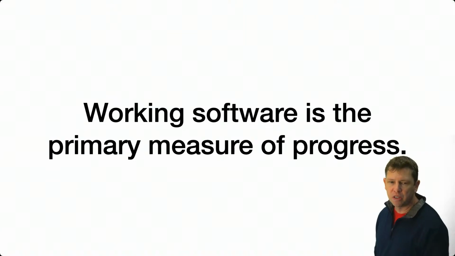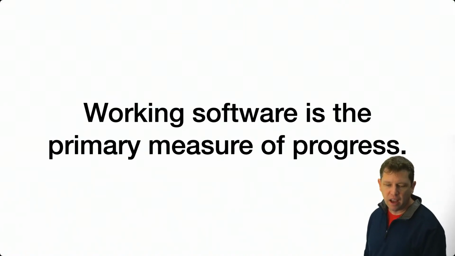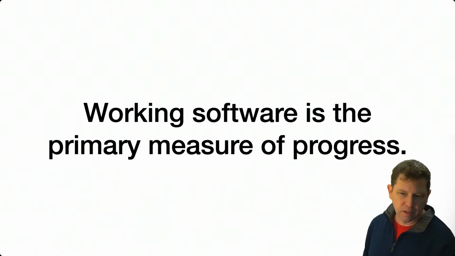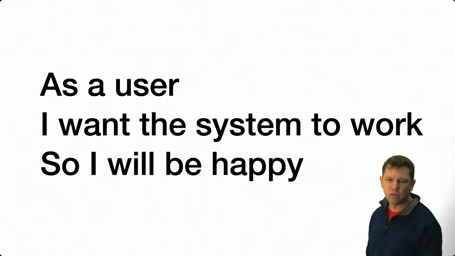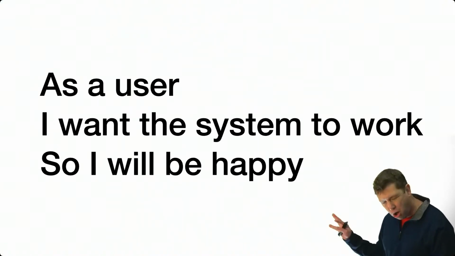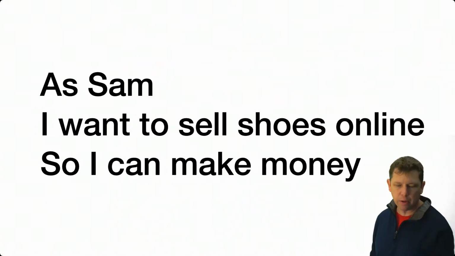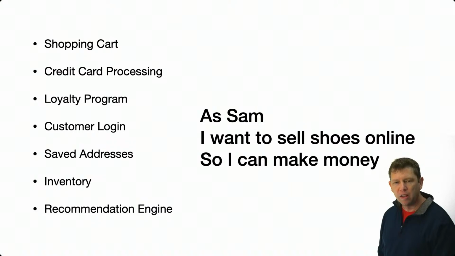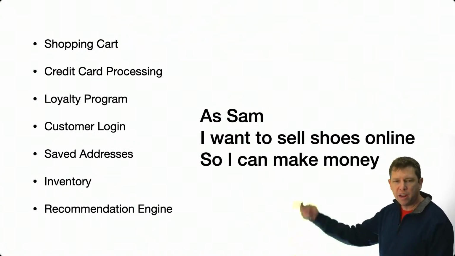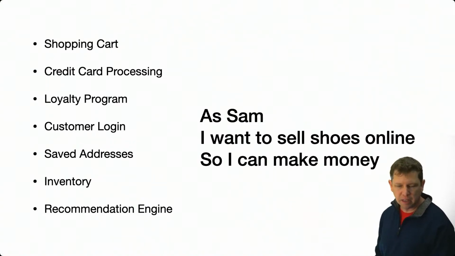So if working software is the primary measure of progress, we might end up with a story like this: as a user, I want the system to work so I will be happy. Well, that's almost the same level as Sam's story here. So how can we improve this? Well, this would involve creating all these things, right? That's probably what Sam's thinking.